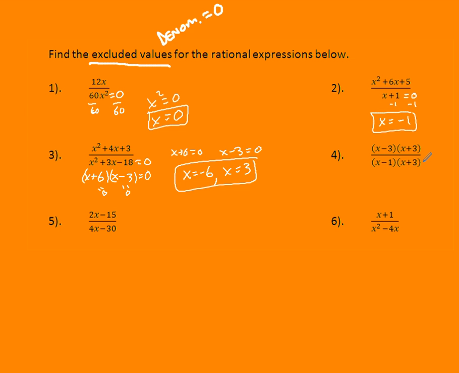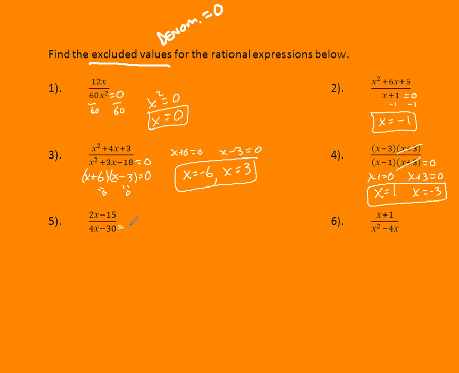And number 4, they're already in that factored form. So I don't need to worry about anything. I can just set each one equal to 0 immediately. x minus 1 equals 0, and x plus 3 equals 0. So my excluded values are x equals 1 and x equals negative 3. Something to keep an eye on: even though these cross out and factor out, you still need to include them in your excluded values.